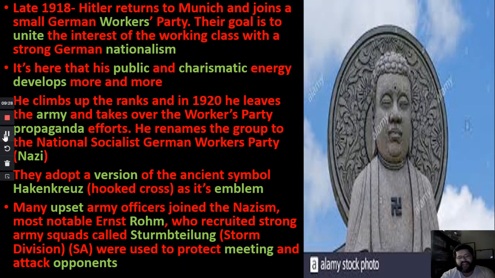Now, in late 1918, Hitler returns to Munich and he joins a small political group called the German Workers' Party. Their goal was to unite the interests of the working class with a strong German nationalism mentality. And nationalism is basically when you believe, hey, we're in the United States, we're number one in everything. Nobody is number one in anything else but us. It's that mentality, that thought process. That's basically nationalism.